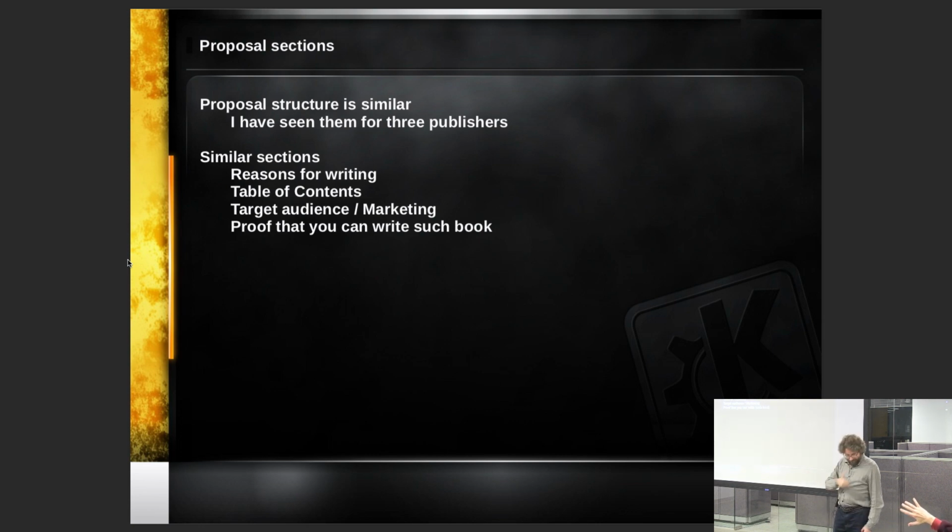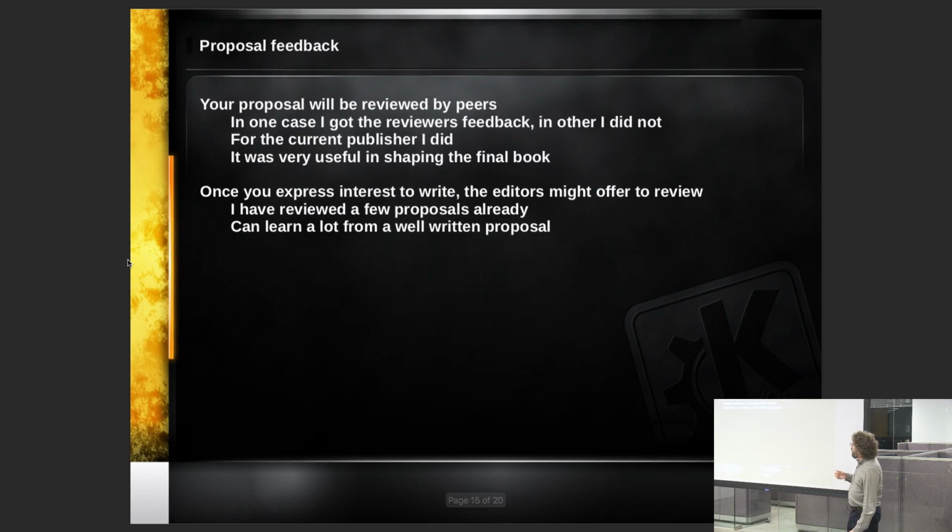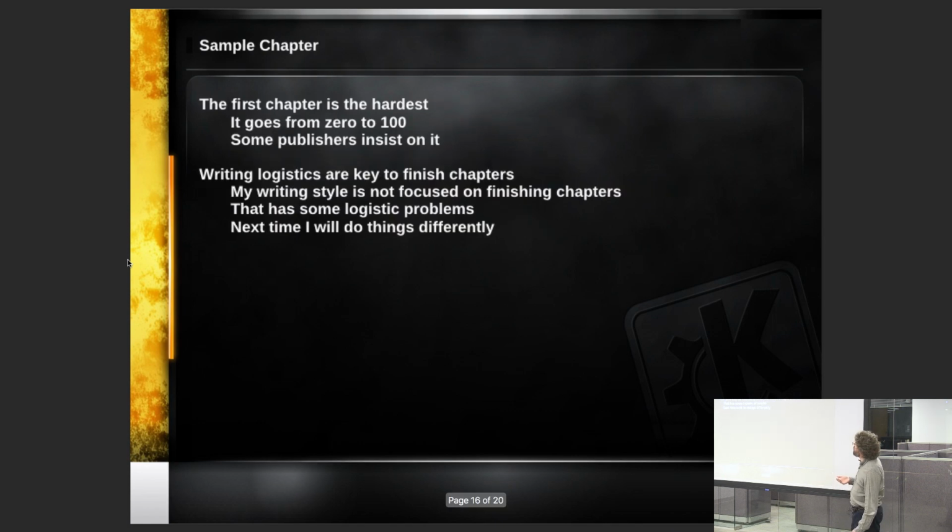And basically, you have to write about 20, 30 pages convincing them that the book is worth it. Afterwards, they will have it reviewed by peers. And when you mention that you want to write a book, they actually start asking you to review things, and you learn a lot about how to write a good proposal from seeing this. The hardest thing is to write a sample chapter. And in reality, the logistics of finishing a full chapter before moving to the next one is something I'm having a hard time with right now.